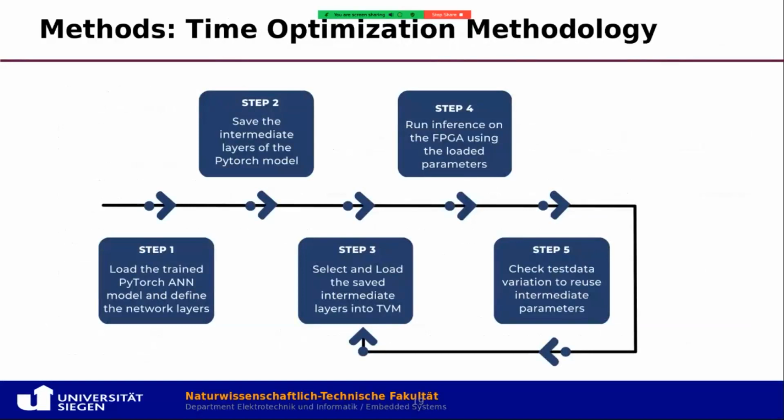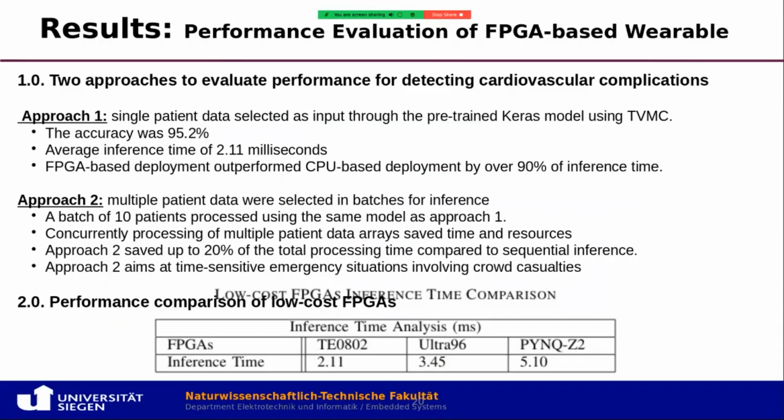and then save the models as we want, flexibly. So in our optimization methodology, we loaded the model, saved intermediate layers at each run, and in the next run, we could use those extracted output parameters and put them in the next model. In the results, we could see clearly here that we had 2 approaches. One of them is using a single patient, and that gave us about 2.11 millisecond inference time compared to the CPU. So we had about 90% improvement.